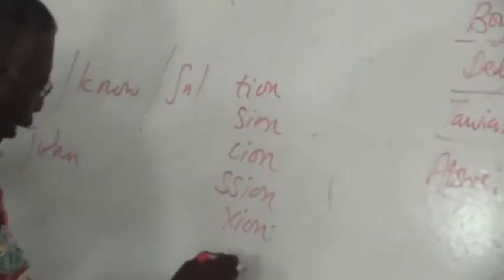Now the sound "shen" can be got from about 5 sources. Tion, all these 1, 2, 3, 4, 5, 6, 7 will give you the sound shen. For example, addition, A-D-D-I-T-I-O-N. So when they are writing politician, they write P-O-L-I-T-I and write any of them, they don't get it. This is how your daughters, your nieces, your brothers, your sons are writing.